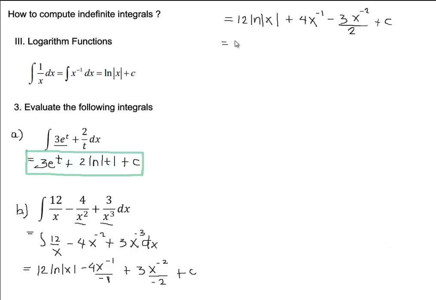Simplifying the integral, it will become 12 ln absolute value of x plus 4 using the law of exponents over x, so minus 3 over 2x squared plus c, and this is the final answer.